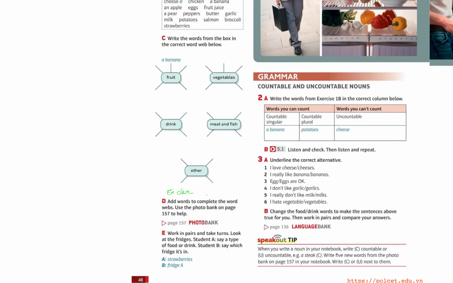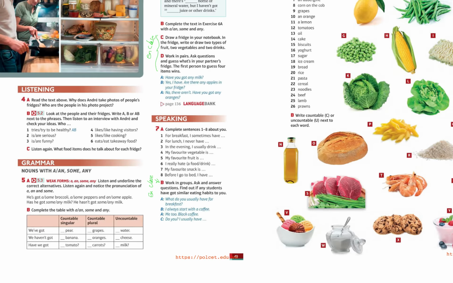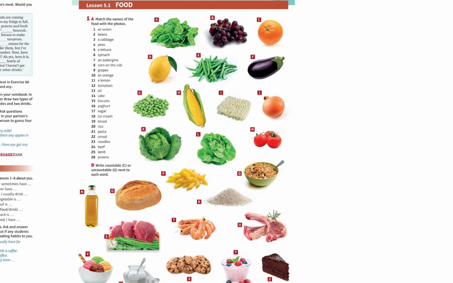Good. We're going now to exercise 1D. Add words to complete the word webs. Use the photo bank on page 157 to help. You have this photo bank in your document with all the pages of the book, and it looks exactly like this. This is the vocabulary, and here what you have to do is matching the names of the food with the photos. For example, number 1, an onion, is 1J, letter J. So you can carry on doing this, and at the end you can add this vocabulary with the translation to your own mother tongue, in the shared link that I have in your course. So this is gonna be our vocabulary bank, okay?